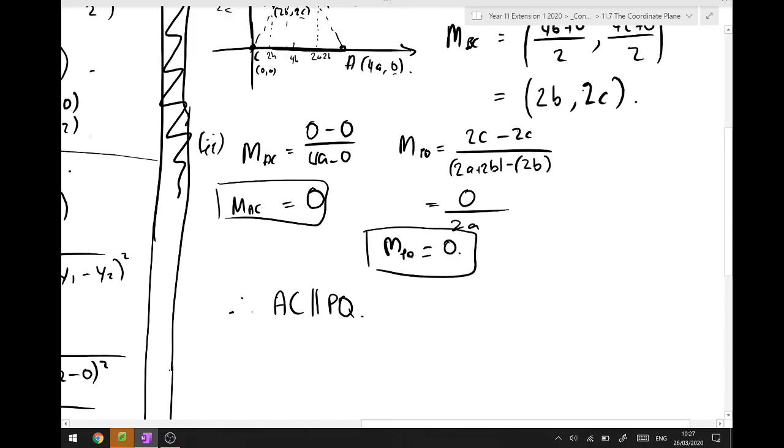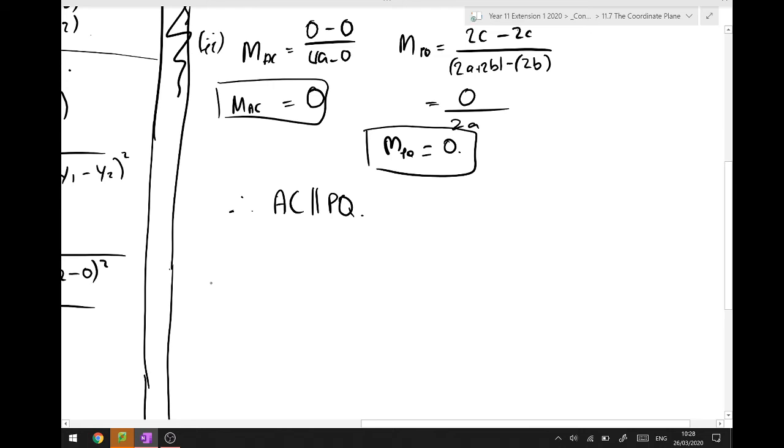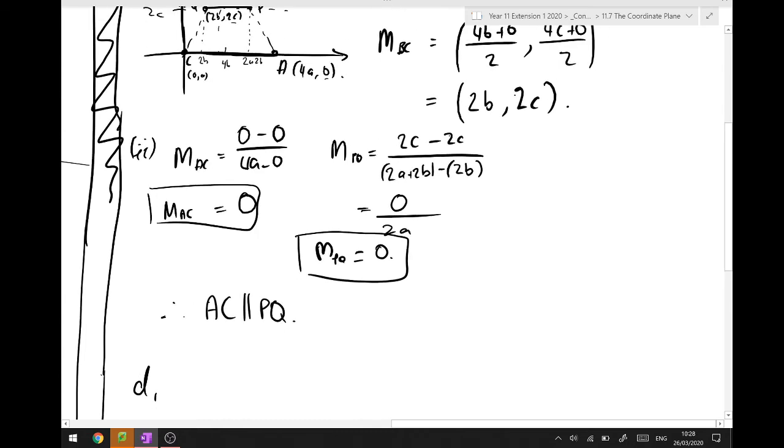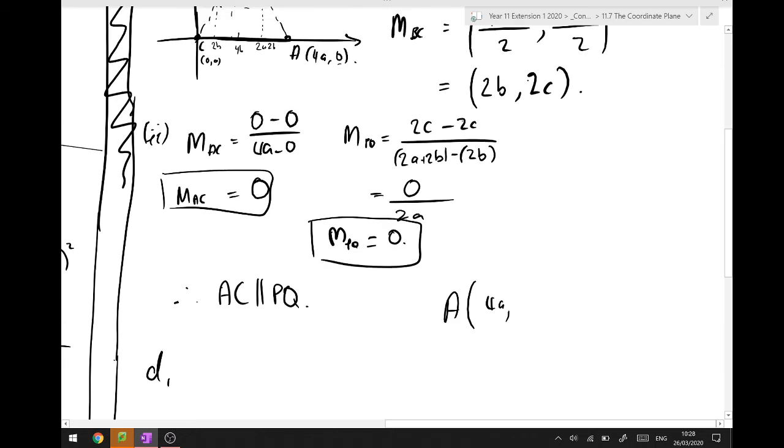Okay, but we're not done. We also need to show the distances. The distance is half of the other one. So let's say distance 1, we're going to use our A values. Just to rewrite them down here, A and C. A is (4a, 0) and C is (0, 0).